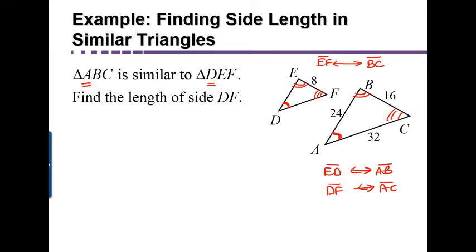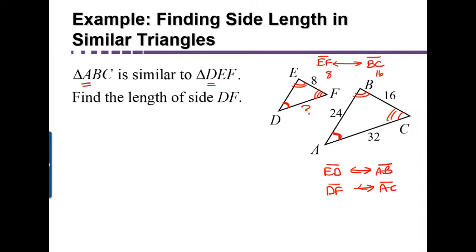So this correspondence is indicating not that they're equal, because look, EF has measure 8 and BC has measure 16, but rather that they're proportionate. So I'm gonna find the length of side DF in two different ways. One, I'm gonna set up a proportion. The other, I'm just gonna use reasoning. So here's what I mean.